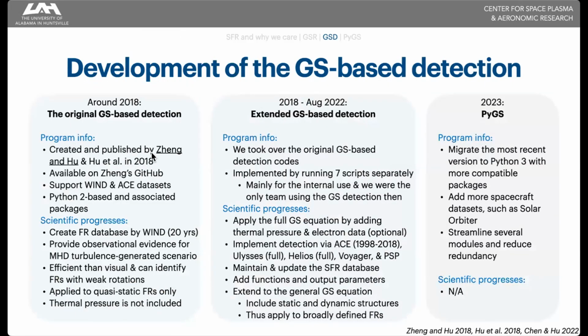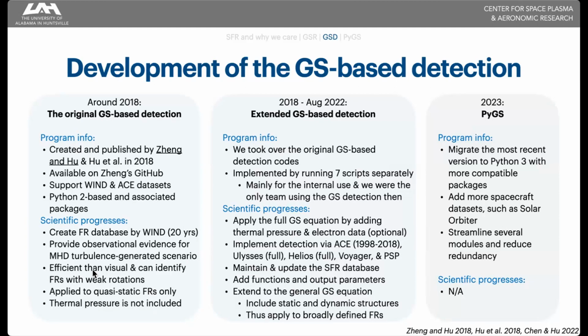The original GS-based detection was created and published by Dr. Qiang Hu and Hu et al. in 2018, which was also available on Dr. Hu's GitHub. It supports the Wind and ACE data sets, and it is Python 2 based, with associated packages. Based on this detection, they created a flux rope database from the Wind data set for 20 years, and they provided observational evidence for the MHD turbulence generated scenario.